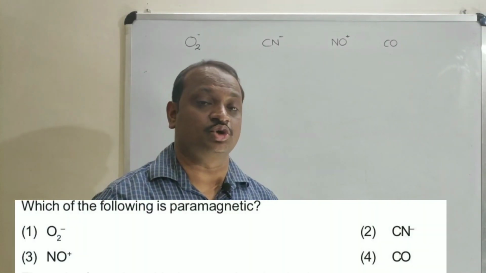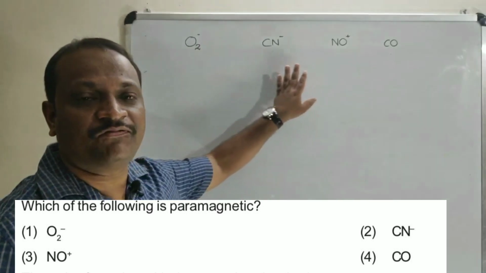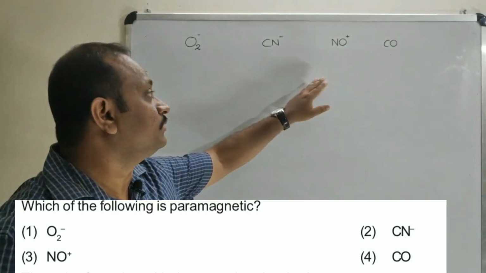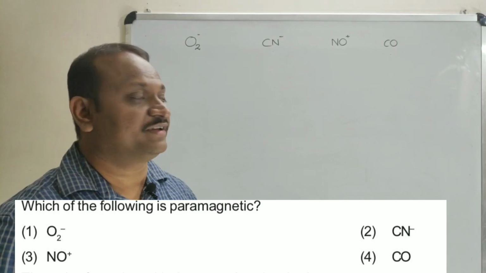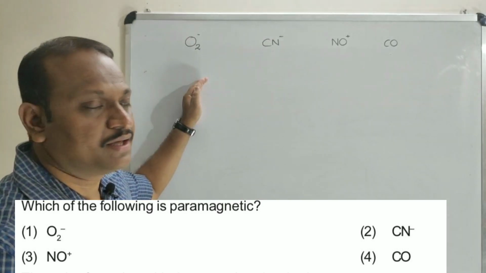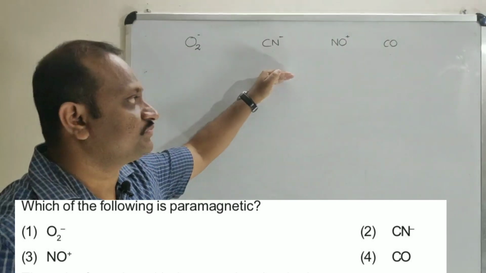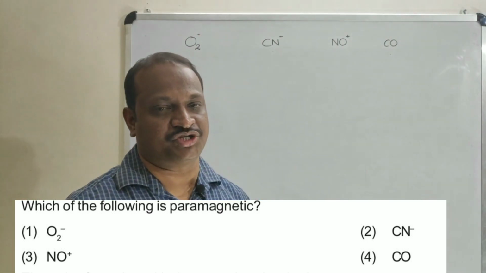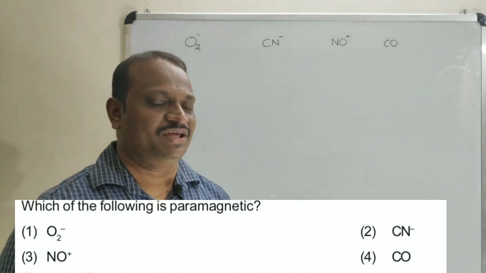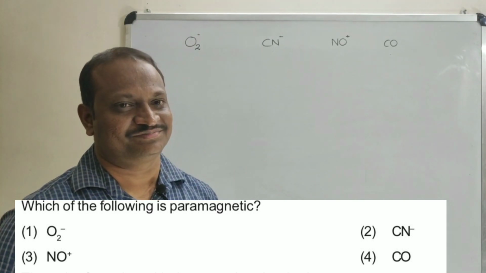So let's see the next question. Which of the following compounds is paramagnetic? We have the species: first one, O2 minus. Next, CN minus. Next is NO plus. And the last one is carbon monoxide. You tell me which one is paramagnetic here.